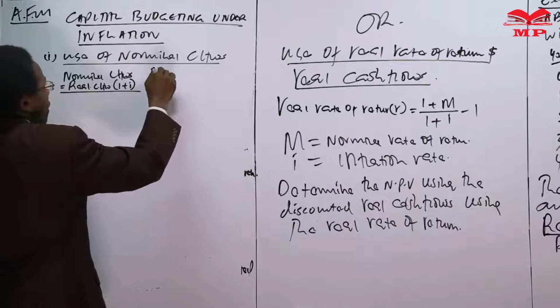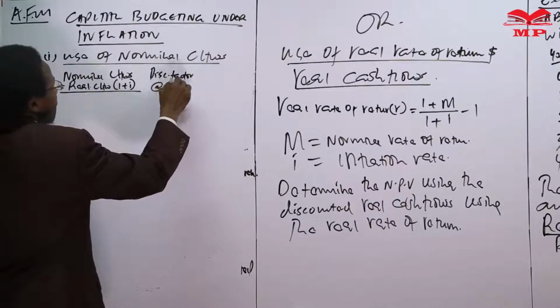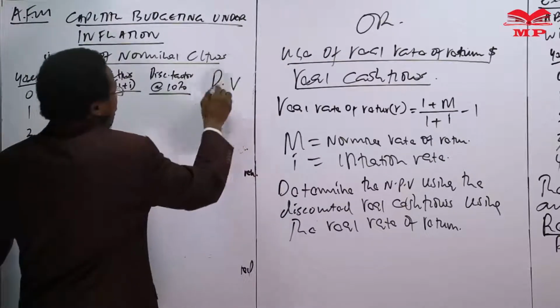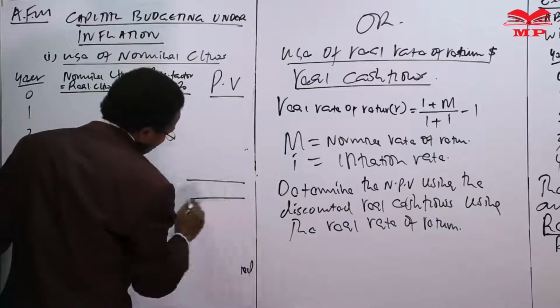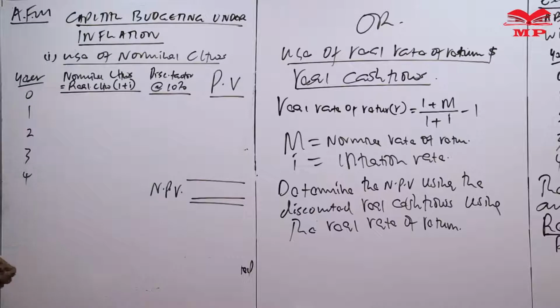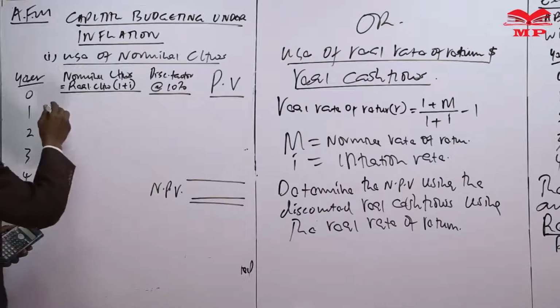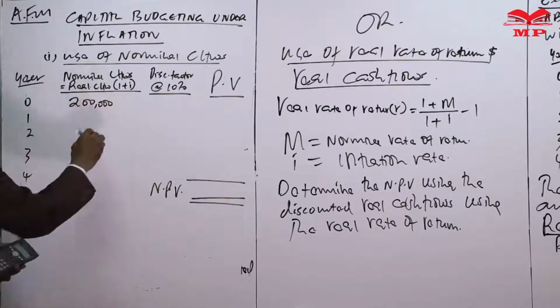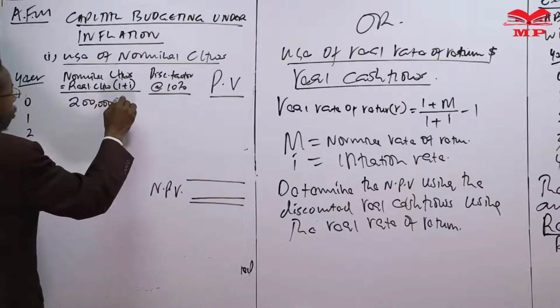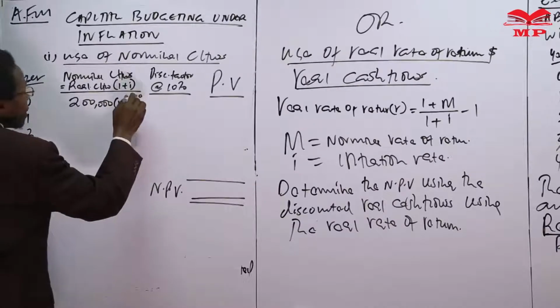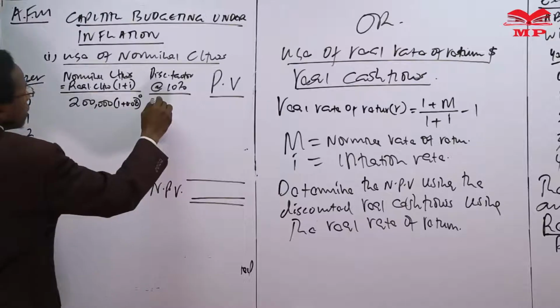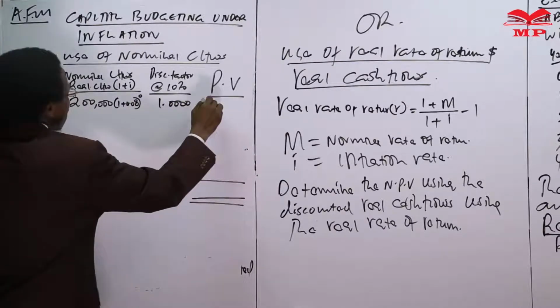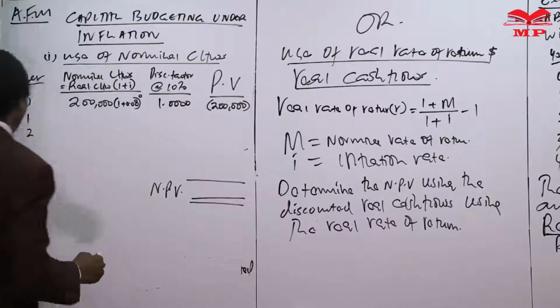Then we bring in the discounting factor. The discounting factor is at 10%. Then we come and now get the present value. At the end of the day, we'll get the NPV directly. Now, if you use the nominal cash flows, then we are simply going to bring in those cash flows. For year 0, it remains the same, negative 200,000. Why? Because if you take 200,000 into 1 plus 0.08, the inflation rate, raised to 0, that is 1, it remains negative 200,000.